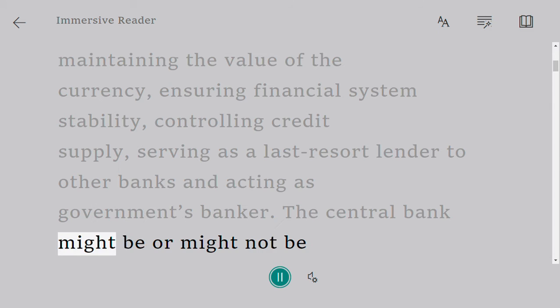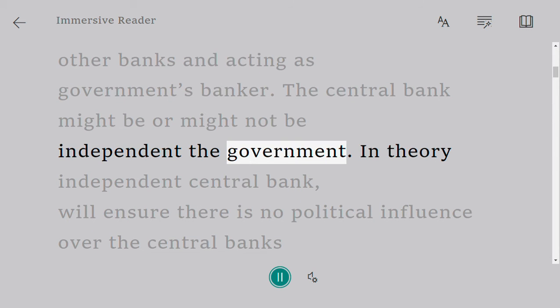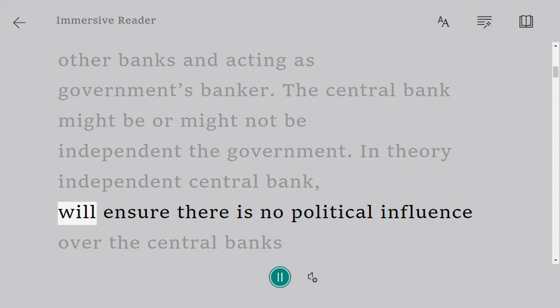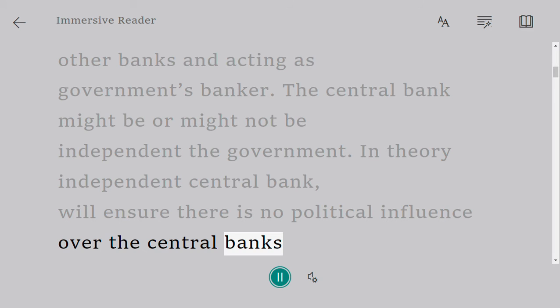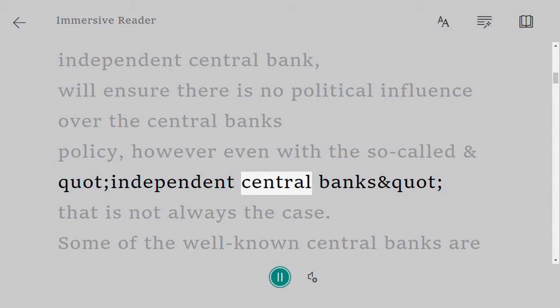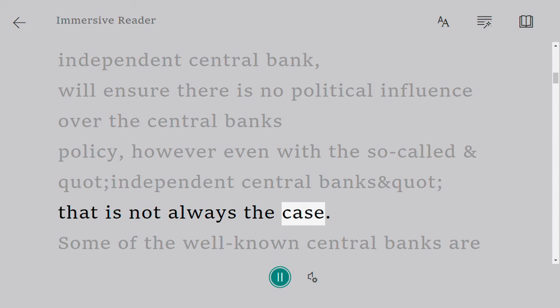The central bank might be or might not be independent of the government. In theory, an independent central bank will ensure there is no political influence over the central bank's policy. However, even with the so-called independent central banks that is not always the case.